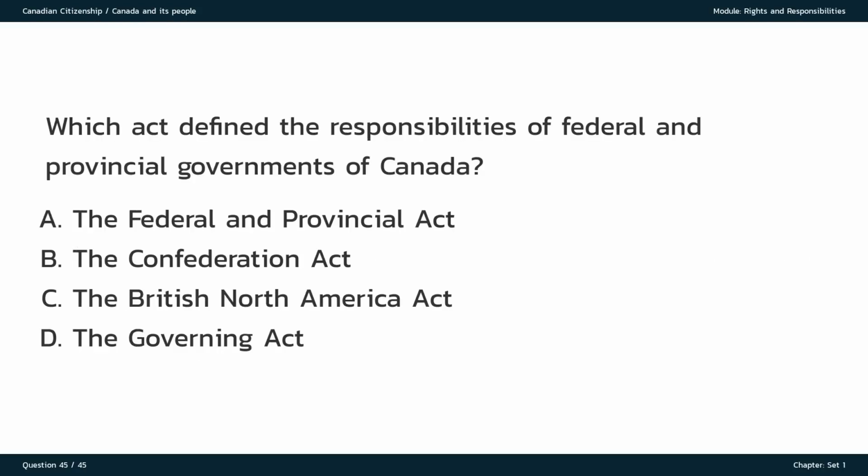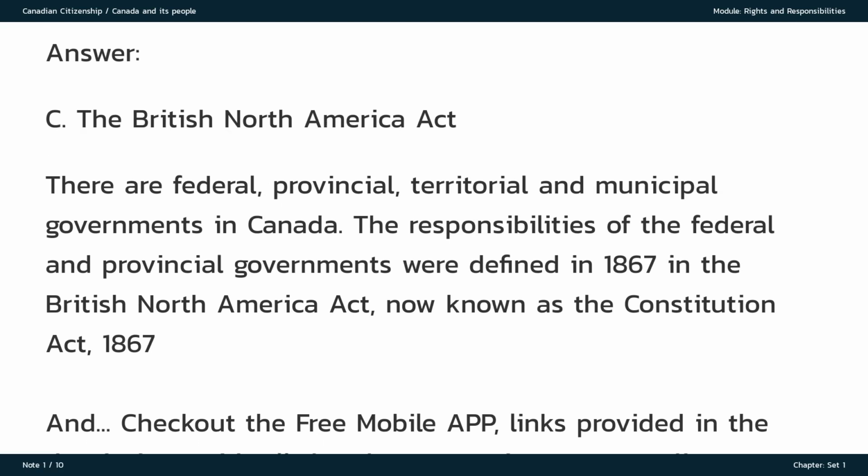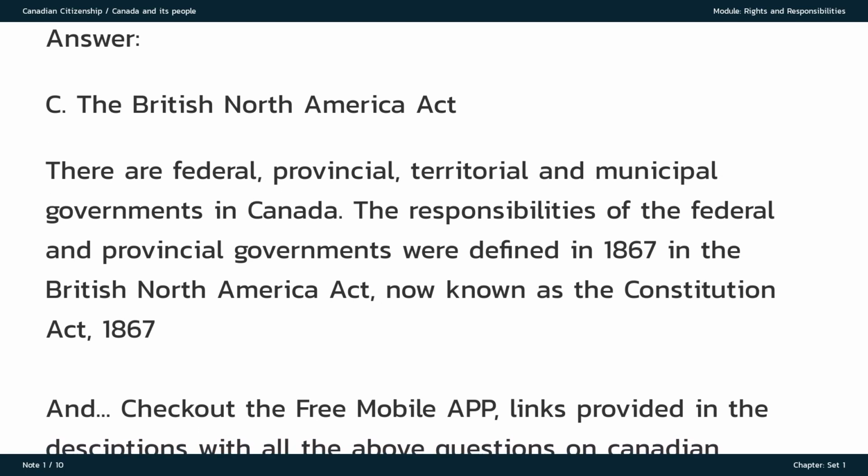Which act defined the responsibilities of federal and provincial governments of Canada? A. The Federal and Provincial Act. B. The Confederation Act. C. The British North America Act. D. The Governing Act. The answer is C. The British North America Act.